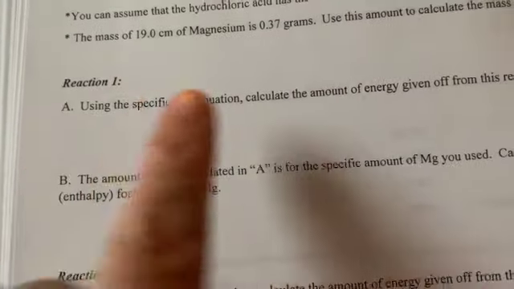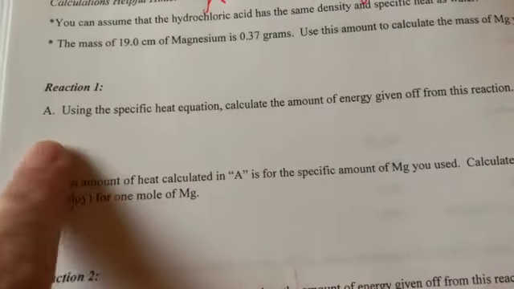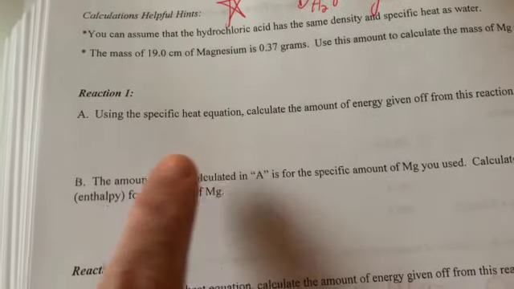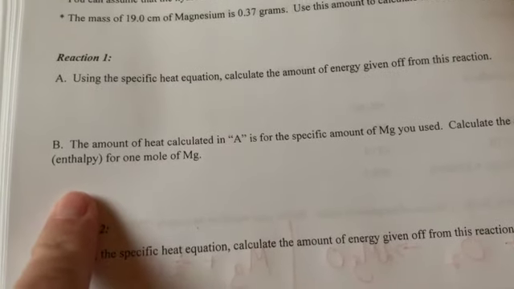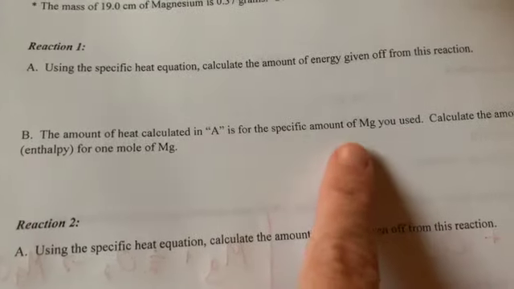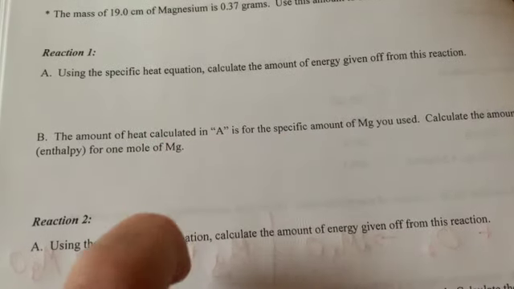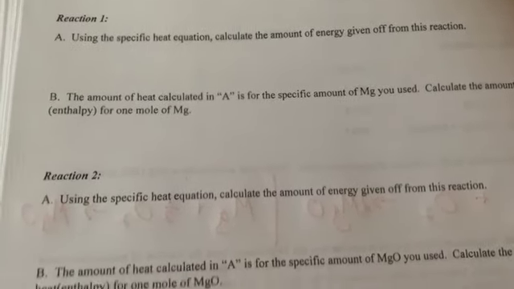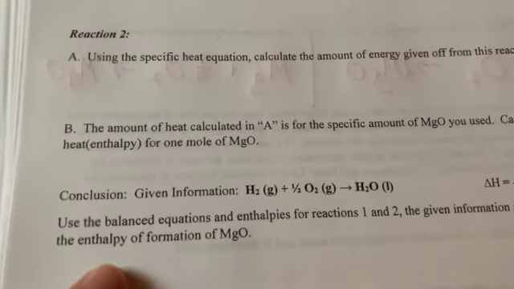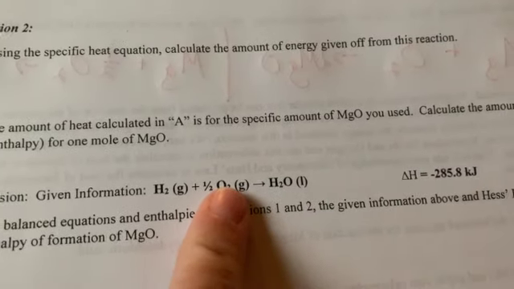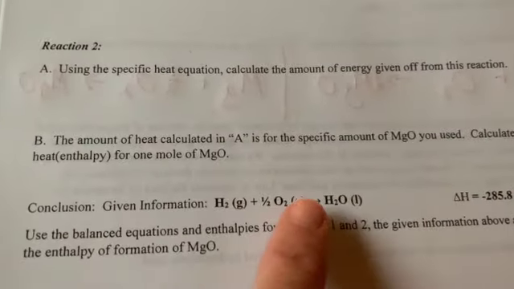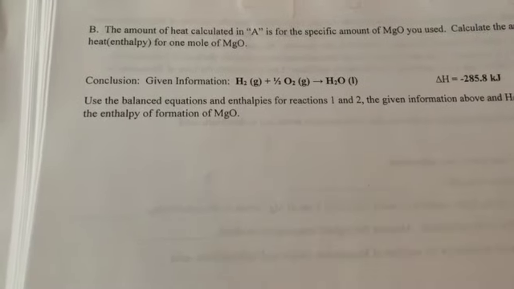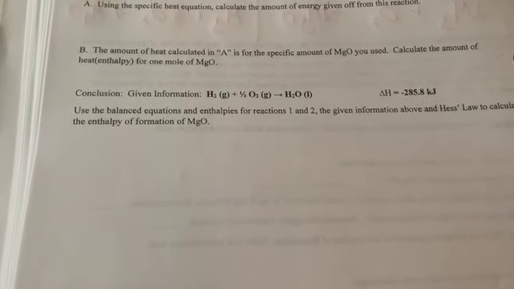So for each of these, you're going to use a specific heat equation to calculate the amount of heat given off. Again, this is going to be Q equals mass times specific heat times delta T. In letter B, you're going to be using stoichiometry. You know how much magnesium you started with. You can solve to figure out how many moles of magnesium that would be. Same situation is going on down here. And then finally, the conclusion, I'm giving you 1 extra equation. So you're going to use reaction 1, reaction 2, and my given reaction to finally come up with your delta H for this reaction.